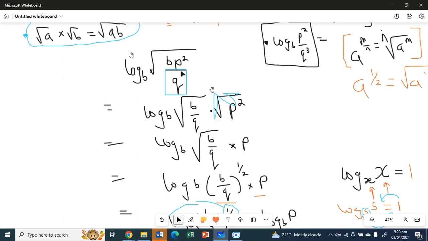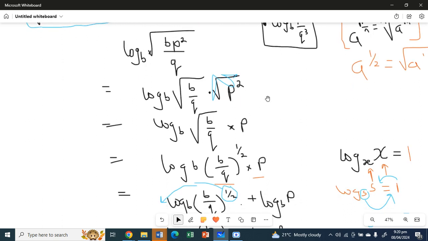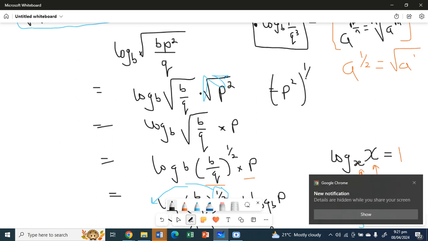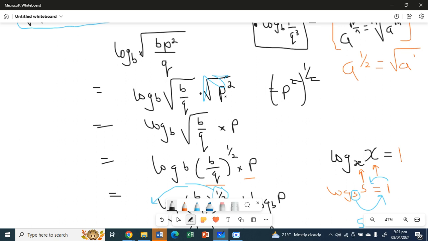And the next thing we need to do is get rid of the radicals on each of the variables. So the square root of p squared is p. Or if you wanted to do it like this, you'd have said p squared to the power half, and then half times 2, that is 1. You can do that, or you just say the square root of p squared is p. Okay, two ways to do it.